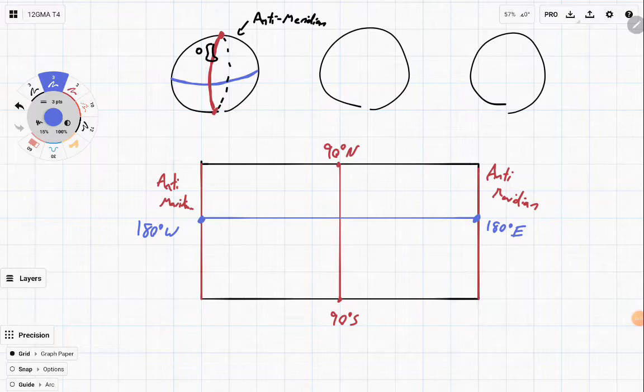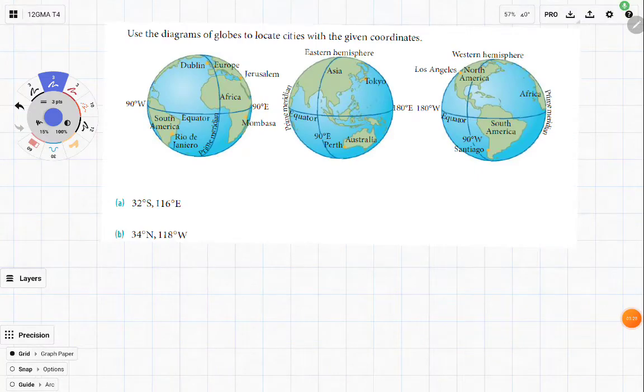Now let's have a look at a question. This time we've been given globes and angles, and what we need to do is use those to see exactly where these places are. So we have south and east. Because it's south, it needs to be below the equator. So it could be Rio de Janeiro, Perth, or Santiago. Those are the only places below the equator. But the other piece of information is we're told it's 116 degrees to the east.